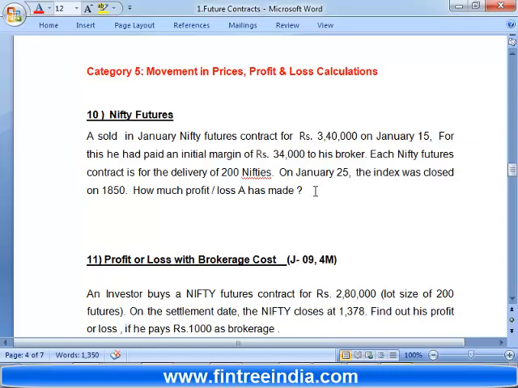I want you to write down something in a box, not for this question, but generally. So, important point. If nothing is mentioned in the question on exams about the lot size, assume a lot size of 200 for Nifty.